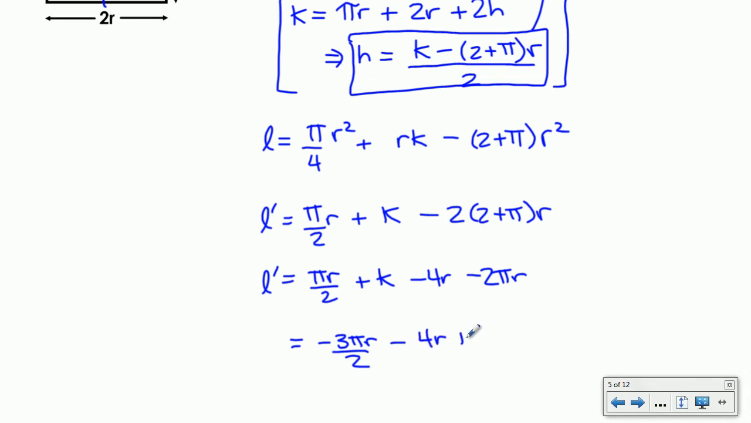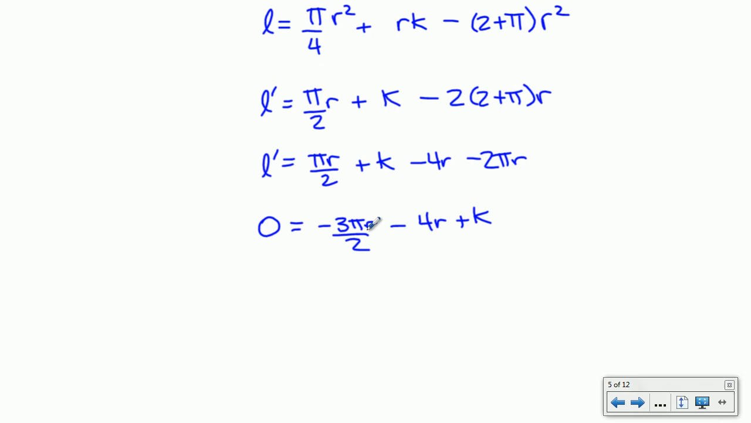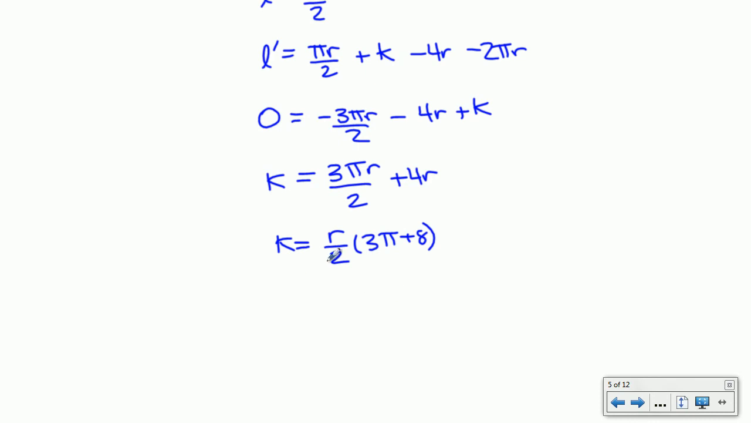subtract 4r plus k. Now I'm going to set the first derivative equal to 0, and that'll give me a critical value for r. So now let's go ahead and isolate for r and see what value we get. So here we go, 3 pi r over 2 plus 4r. And then I'm going to factor out an r over 2 on the right side of this equation. So I'm going to get r over 2 times 3 pi plus 8. And then I would multiply both sides by 2, giving me 2k. So r equals 2k over 3 pi plus 8.